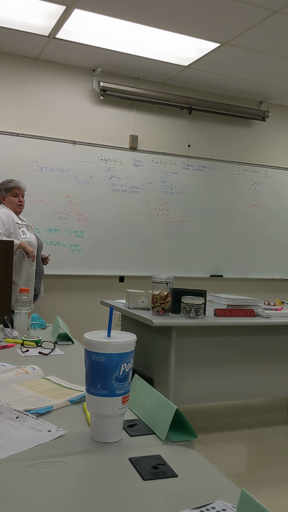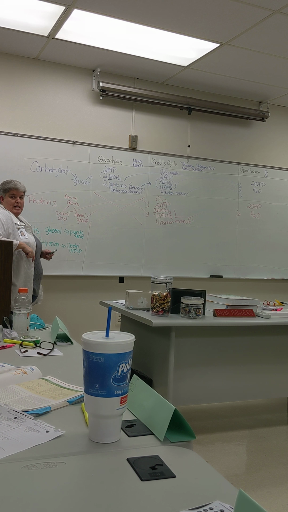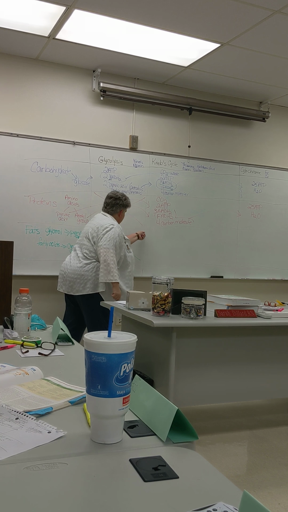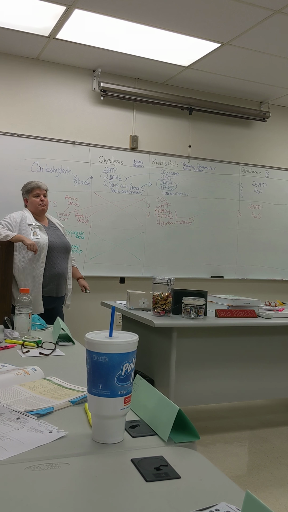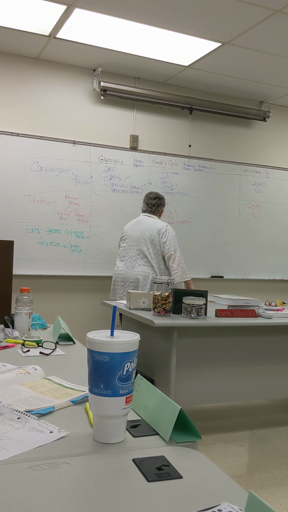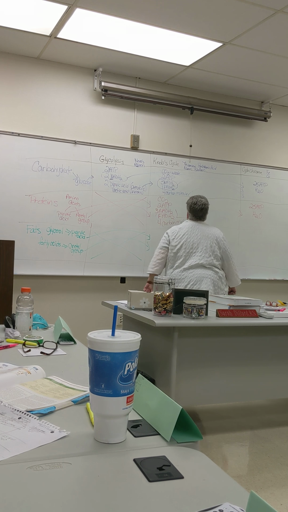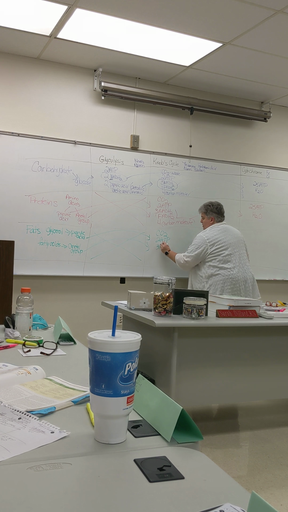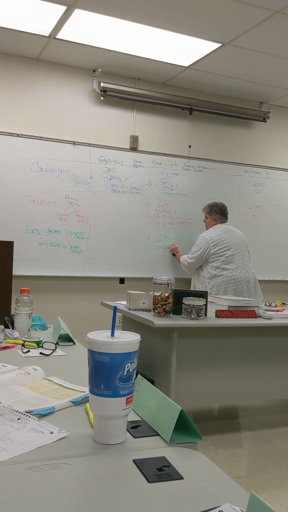Do they go into glycolysis? No. Why? No sugar. It's not glucose. Glycolysis is the breakdown of sugars. Okay, so then where do these go? To the Krebs cycle. And what do we get here? Same thing. CO2, 2 ATP, 3 NADs, 1 FAD, 4 carbon.